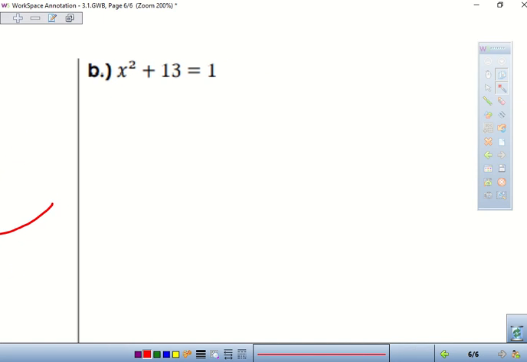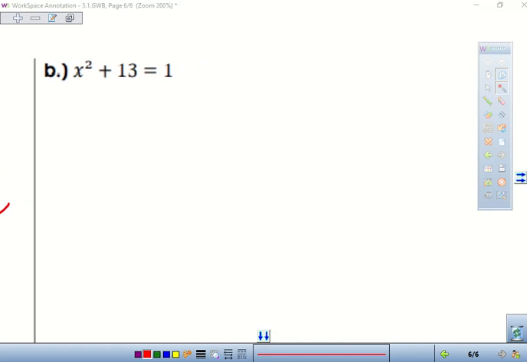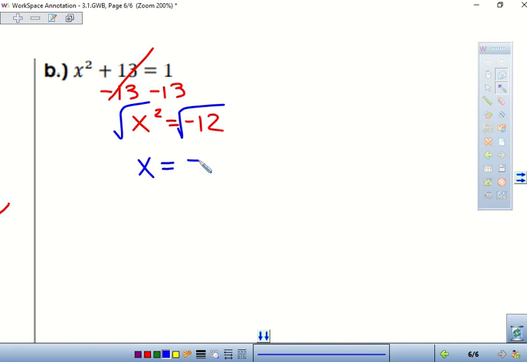Alright. Next one, we have an x squared and just numbers, so we want to isolate the x squared, right? To isolate the x squared, I'm going to subtract 13 on both sides. That gives me x squared is equal to negative 12, correct? To get rid of a square, I take the square root of both sides. That gives me x equals plus or minus. Now here's a problem. Taking a square root of a negative, what happens when we do that? Error. It would give us an error, but we can also put in an i. So you can rewrite it as i times the positive square root of 12.